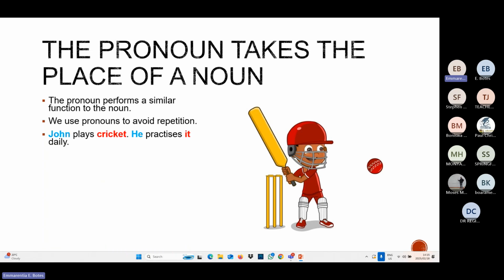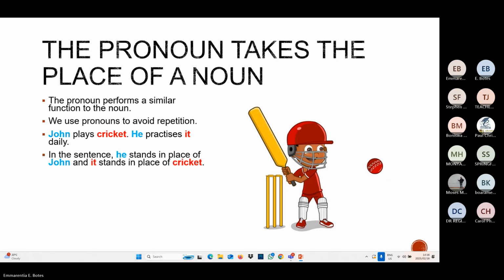Now if we look at the following sentence, John plays cricket. He practices it daily. So instead of saying John plays cricket, John practices cricket daily, we replace the nouns with pronouns. In this sentence, he stands in place of John and it stands in place of cricket.